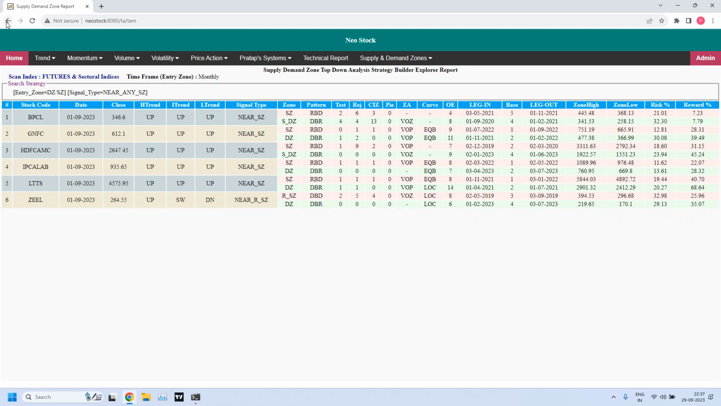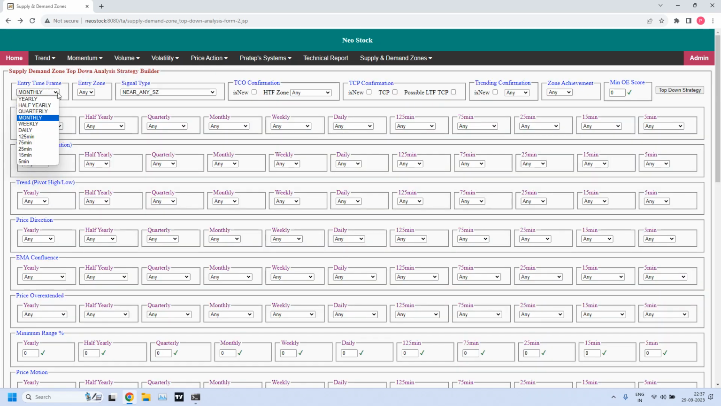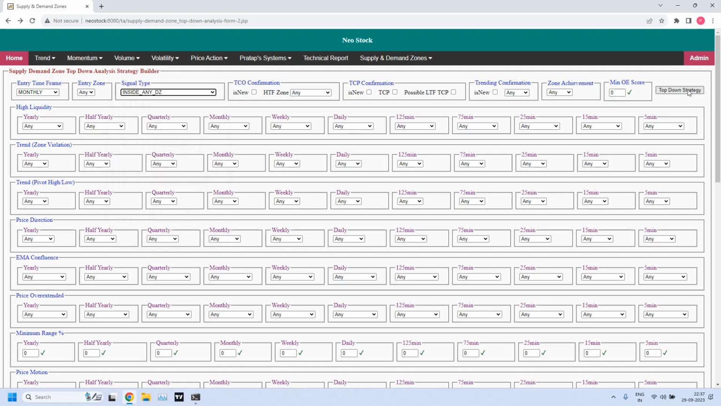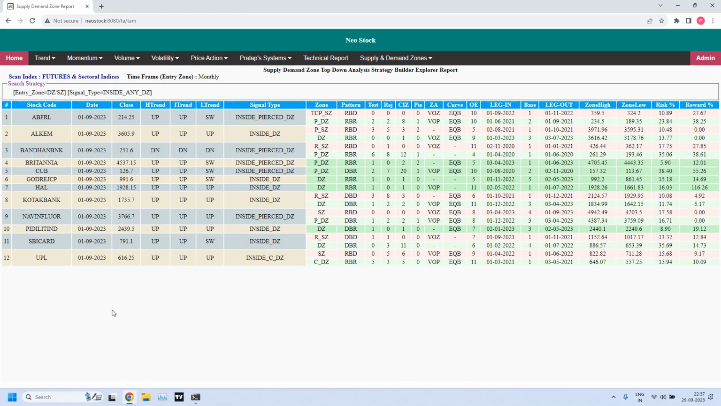So let's go back. For the monthly time frame, let us filter the stocks where price closed inside monthly demand zone. So this is the filter list. So 12 stocks are closed inside monthly demand zone.